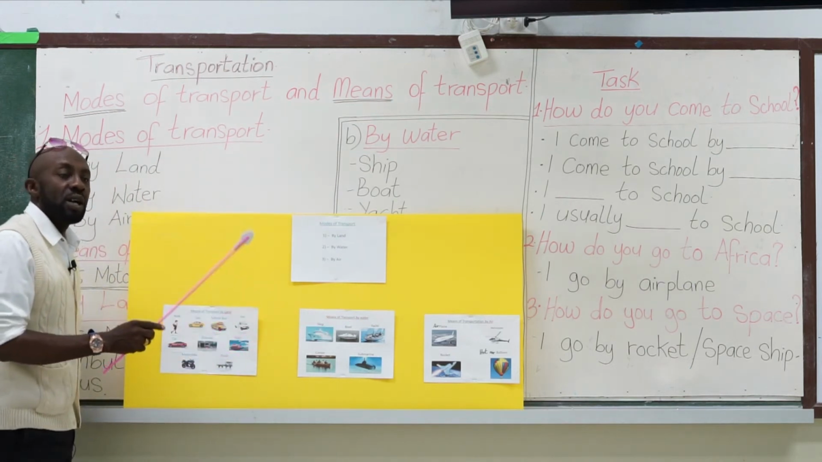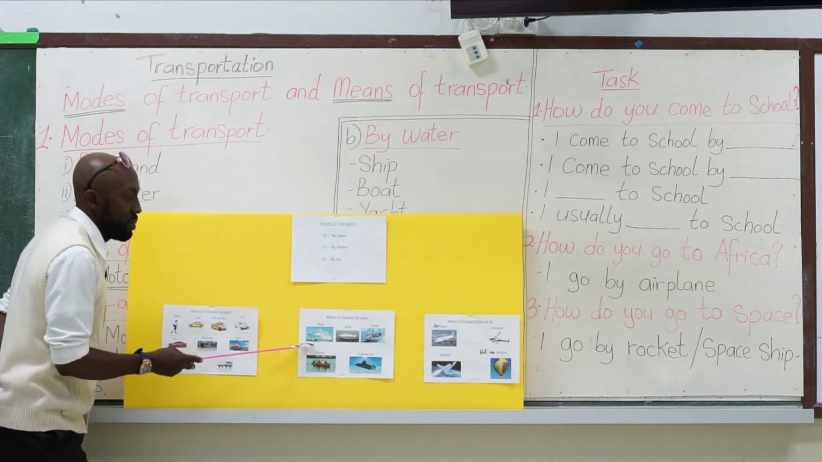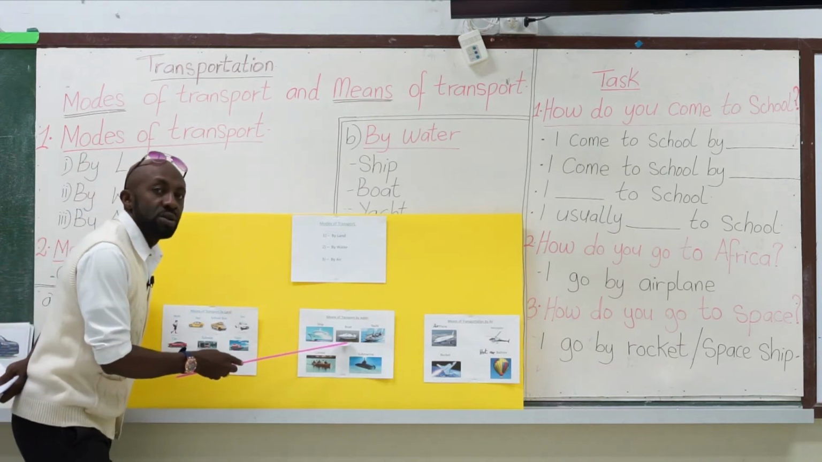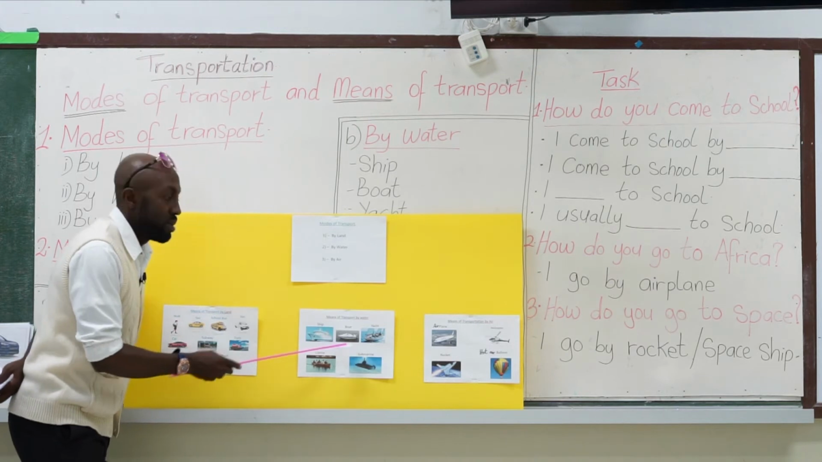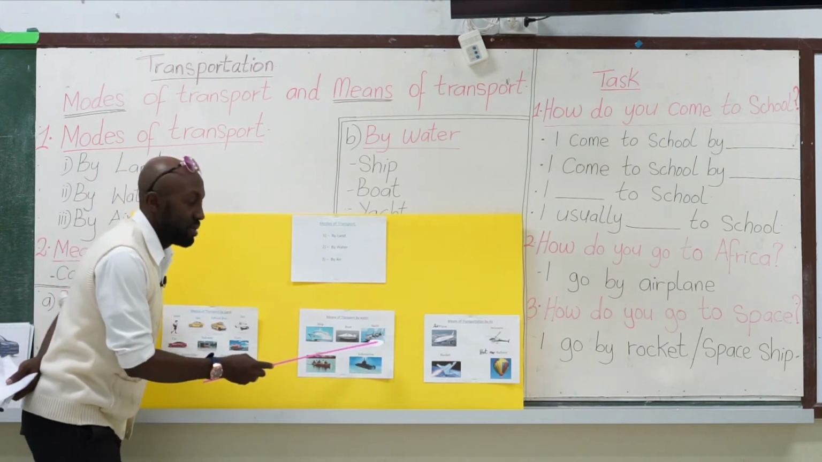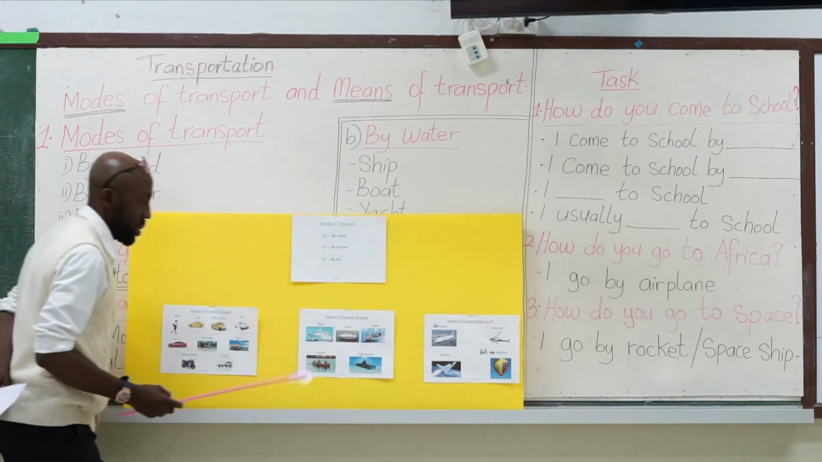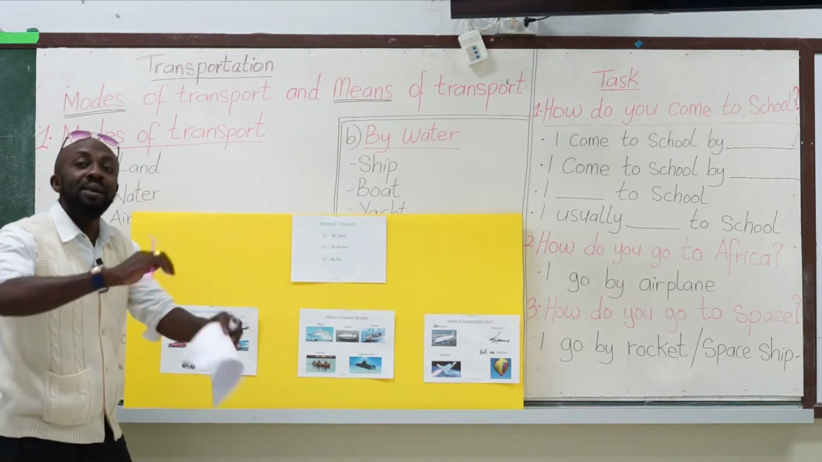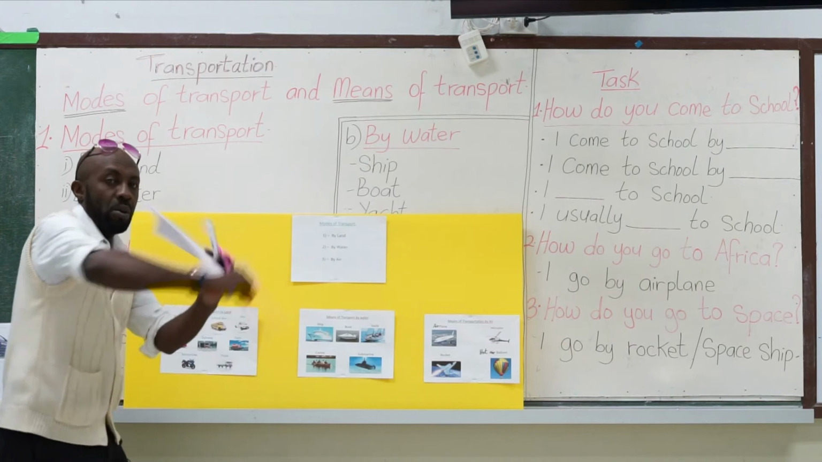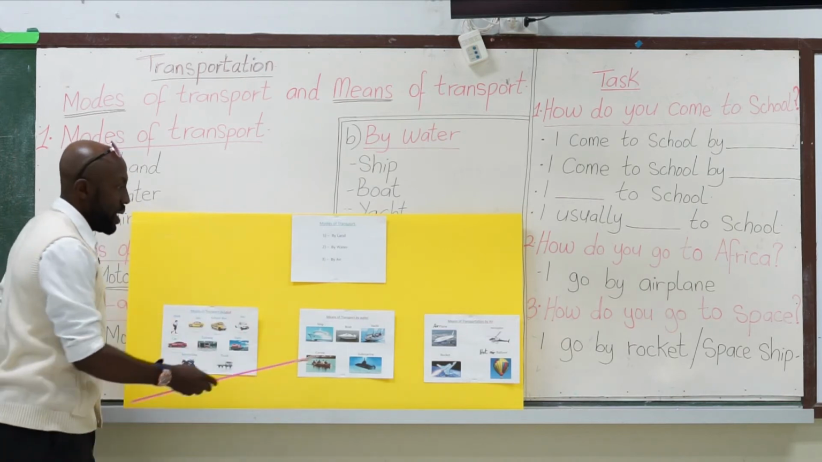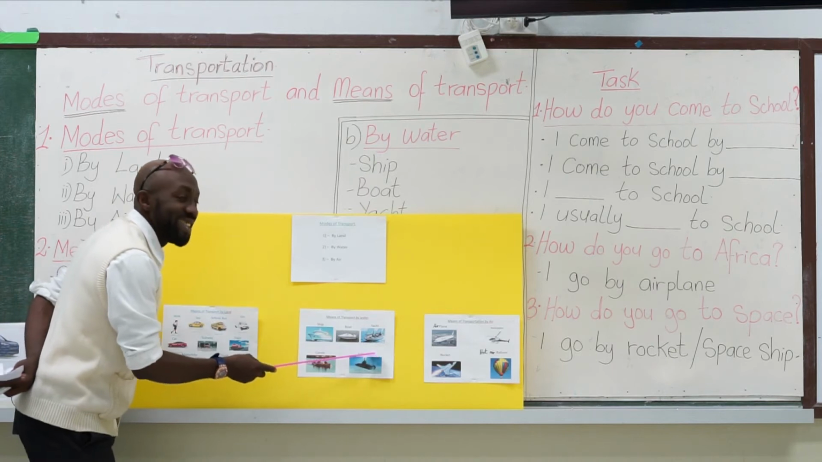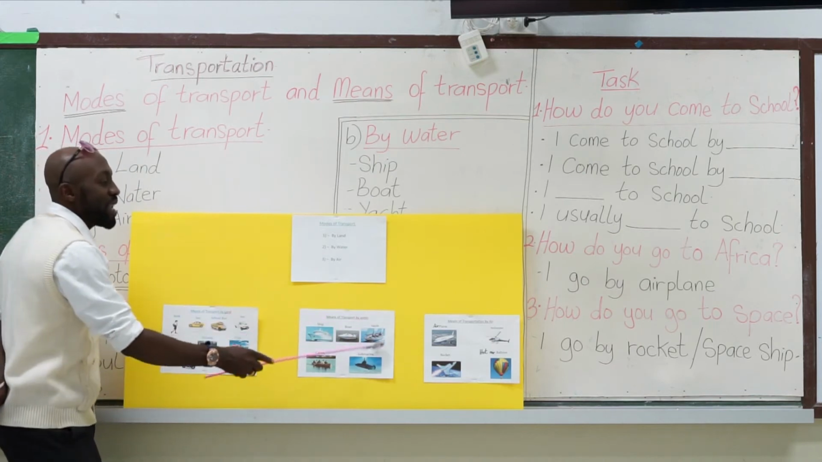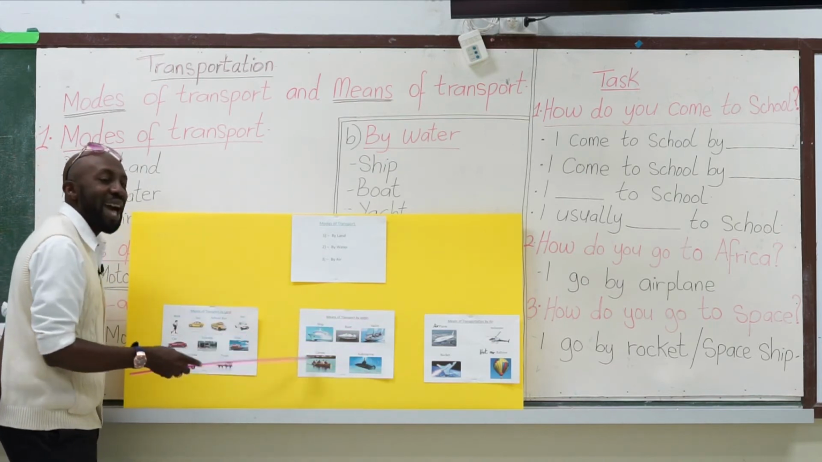By water. Ship, ship. Boat, boat. Yacht, yacht. Canoe, canoe. You know, you paddle a canoe. Okay? Then, submarine. Submarine. Good. So these are the means of transport by water.